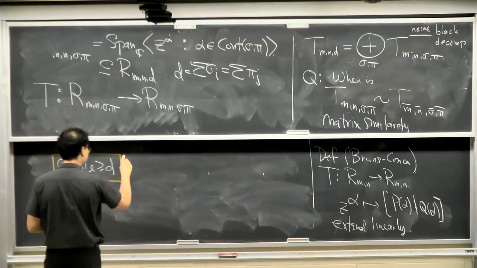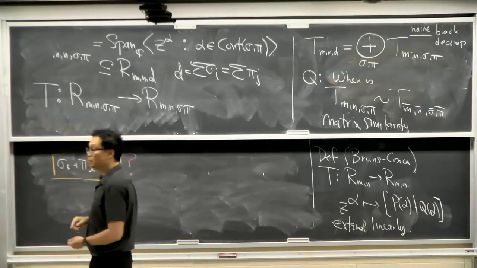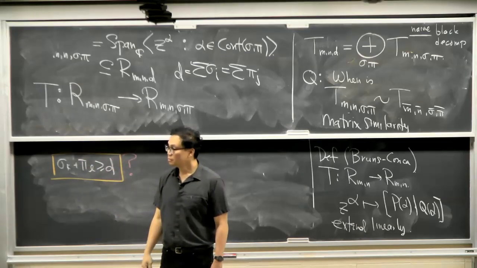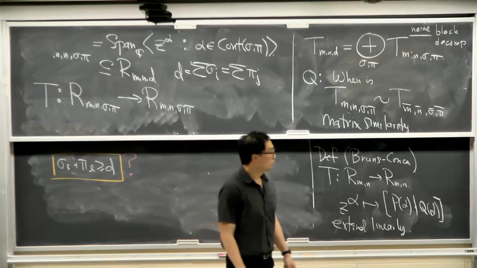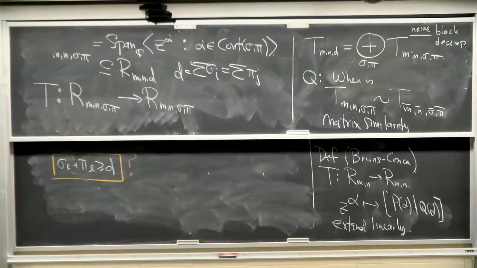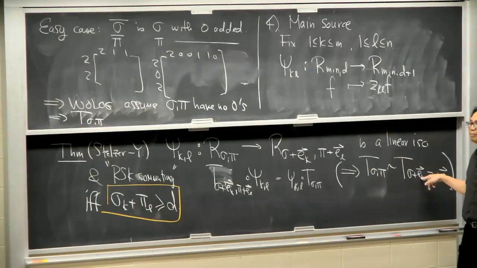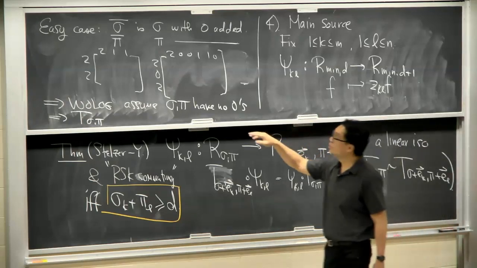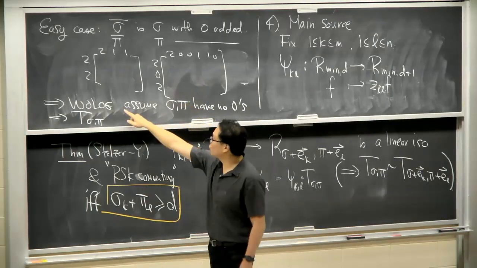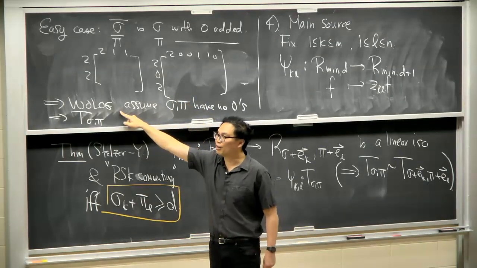That's a question. Yes. In the theorem, the similar matrices, are they matrices of the same size? Yes, because I'm assuming that sigma and pi have no zeros. So you're just shifting in one position. This is part of the hypothesis that because of the easy case, I might as well assume without loss of generality from here on in that sigma and pi have no zeros.